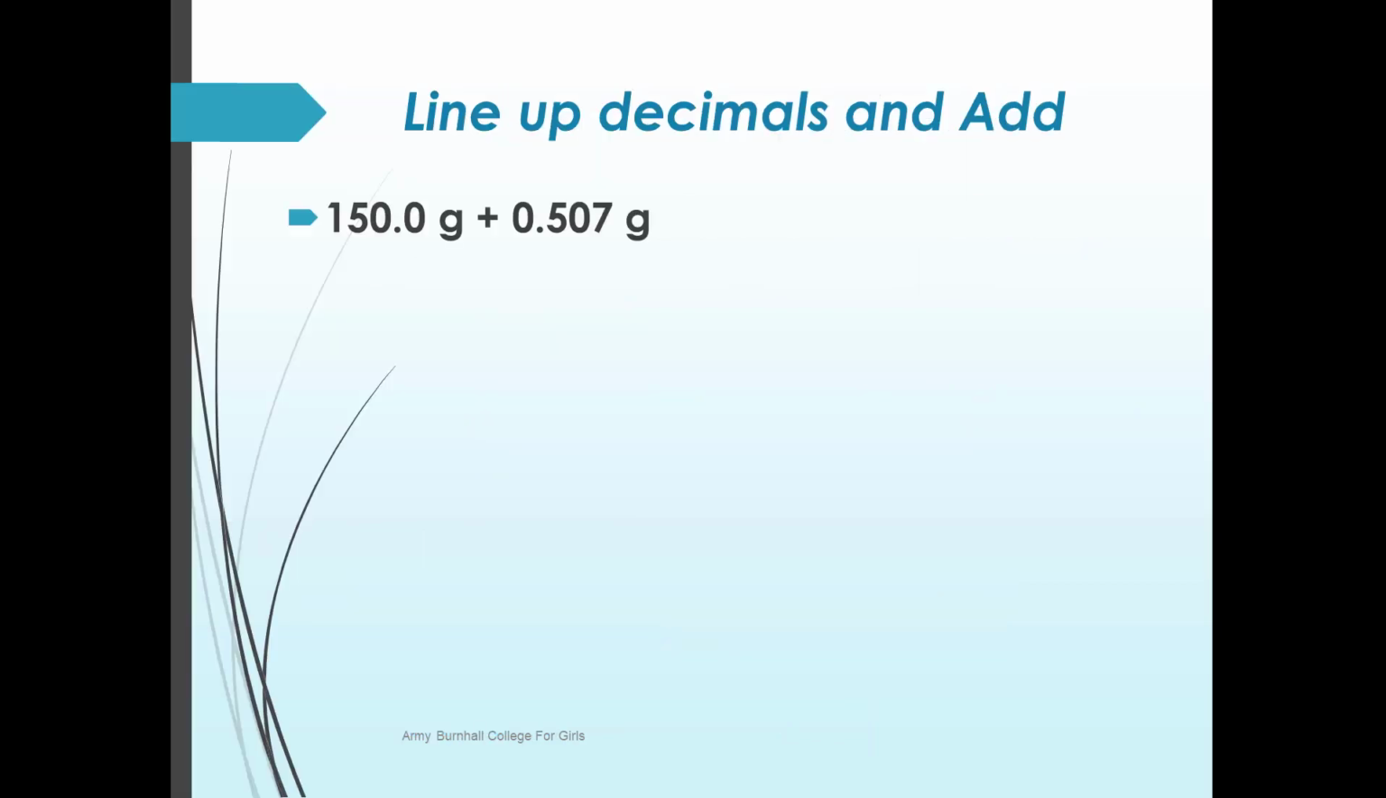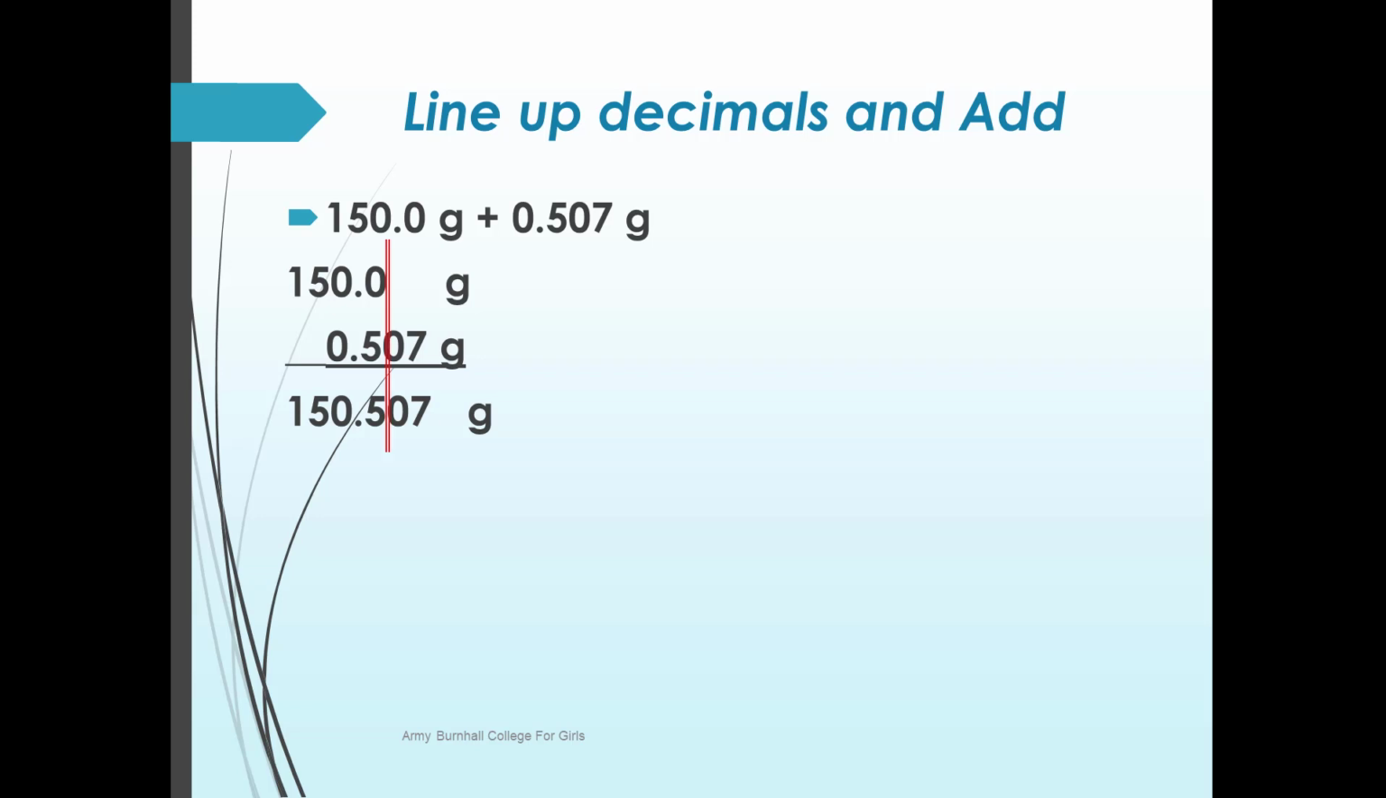Another way, if we are going to add some values, like 150.0 grams and 0.507 grams, how are we going to add these? We will line up the decimal. Okay, we will place the decimal point one on the other, and then we will add these two values like this. The answer will be 150.507 grams. You can see over here that 150.0 grams has the least number of decimal places, the least number of digits after the decimal.